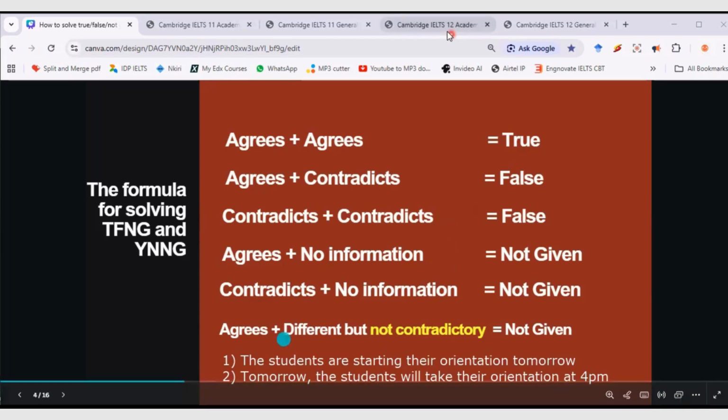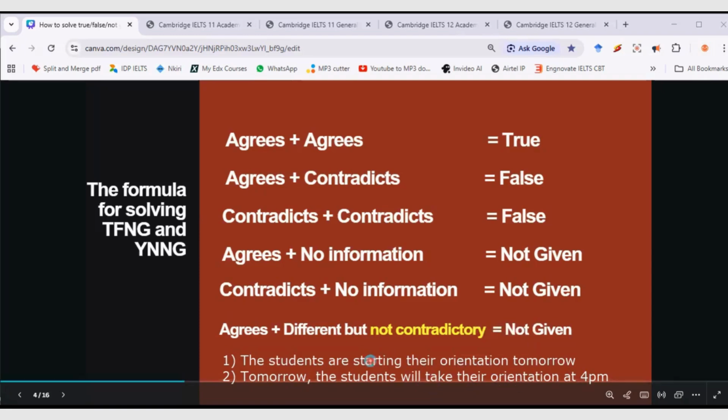Now, let's analyze the statement. Let's break it down. The students are starting their orientation tomorrow. The first statement is basically saying tomorrow. It doesn't give us the time. But look at the other one. Tomorrow. So we saw tomorrow in the first statement. This now says the students. Yes, we saw the students in the first statement. So that's still supporting. We'll take the orientation. Yes, orientation is also in the other statement.